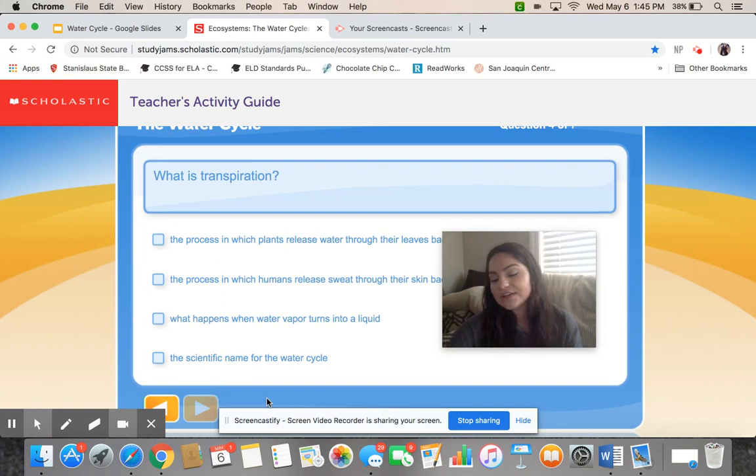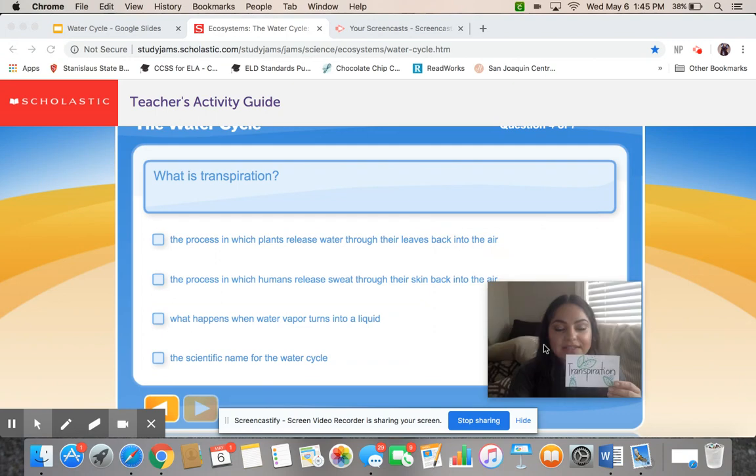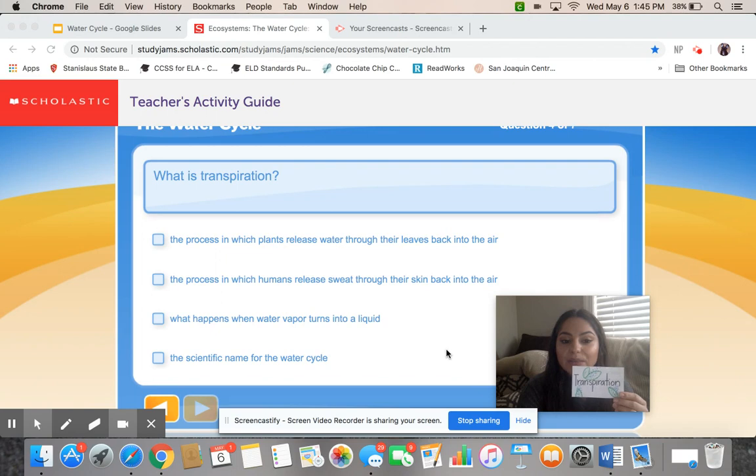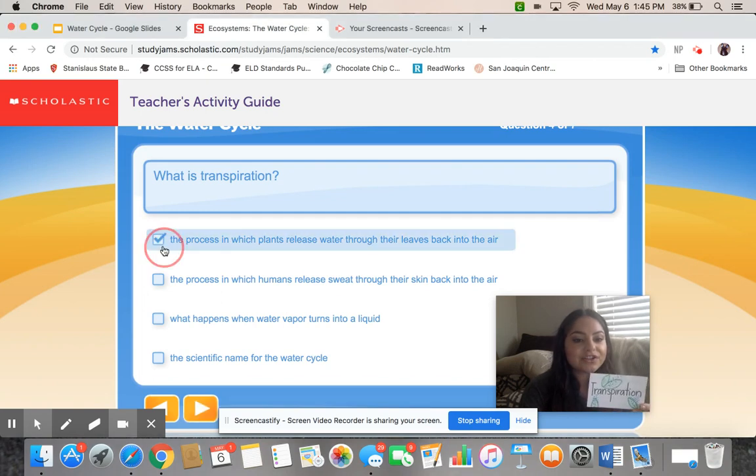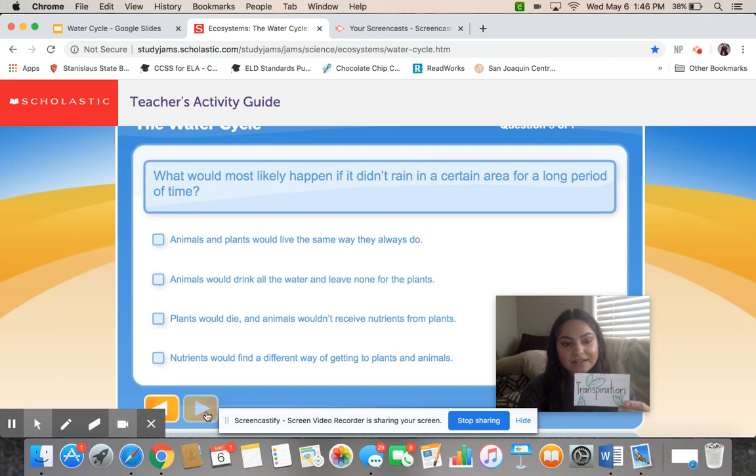What is transpiration? Here's our little card with the leaves and the little droplets of water. Plants releasing water through their leaves back into the air. So let's look at our options. The process in which plants release water through their leaves back into the air. The process in which humans release sweat through their skin back into the air. What happens when water vapor turns into a liquid, or the scientific name for the water cycle. I would say, if we compare our definition, the process, or plants releasing water through their leaves back into the air. So this is the best answer.